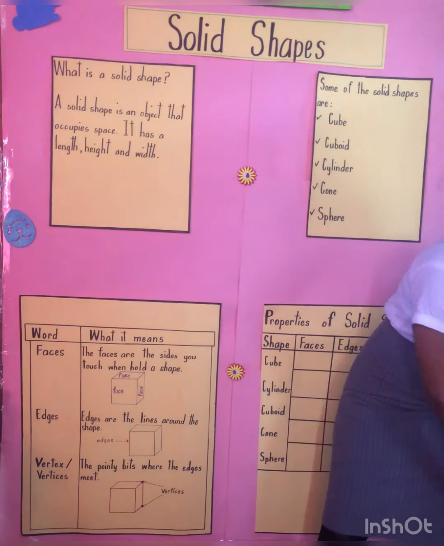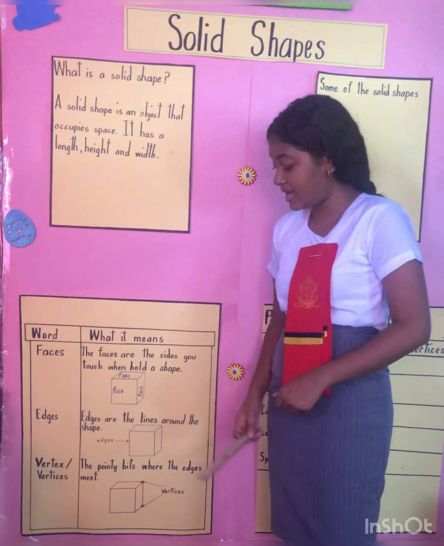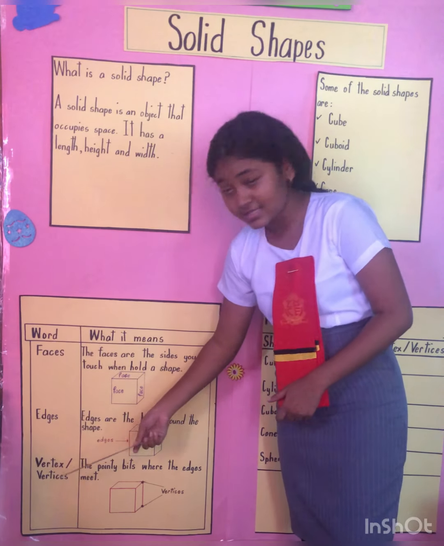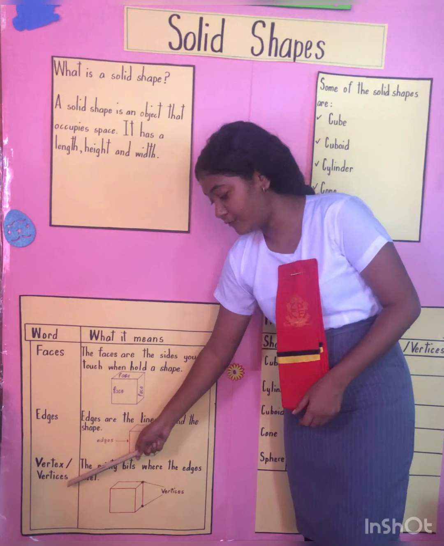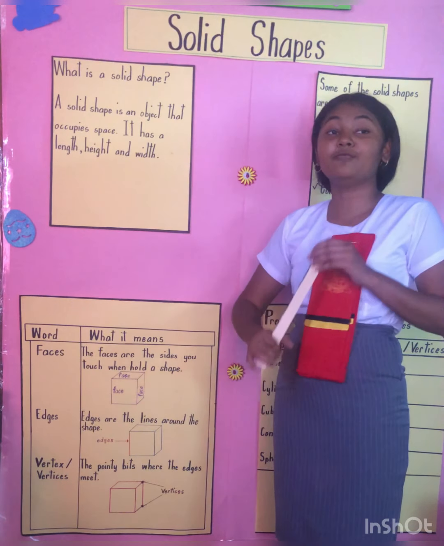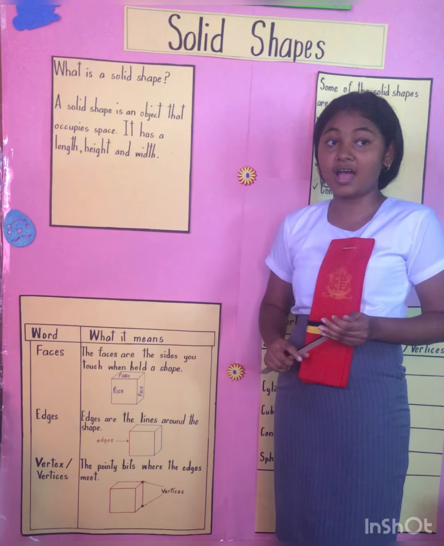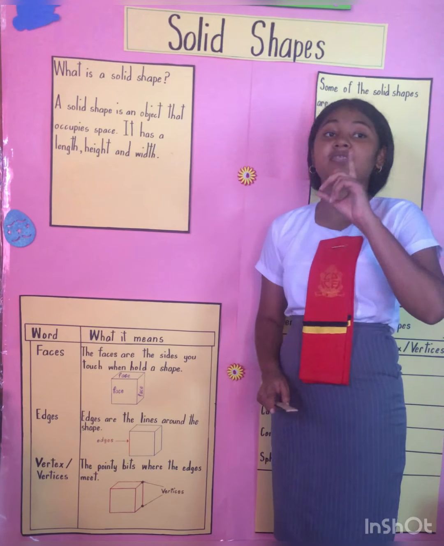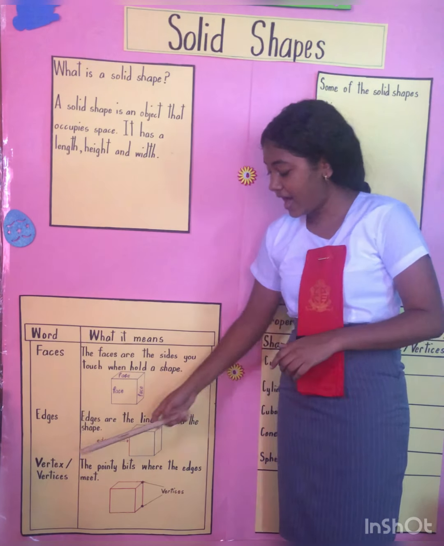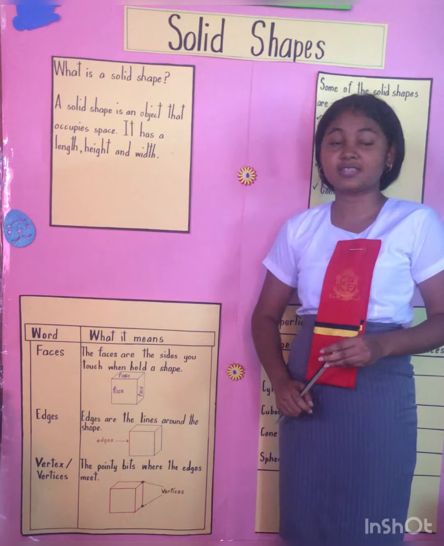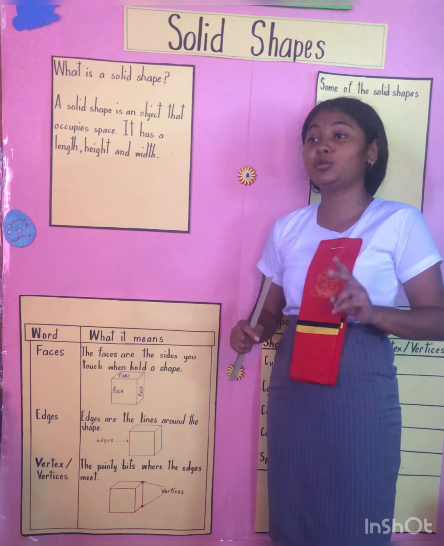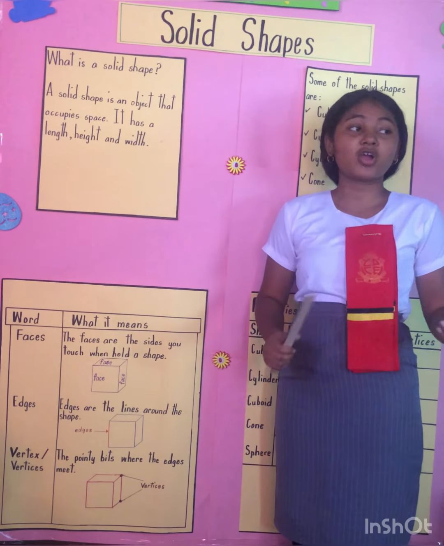Now let us look at the next term. It is vertex, and then we have a slash, vertices. Now the term vertex is singular, it means one. So we say one vertex. And then we have vertices. Vertices is the plural form of the word vertex.